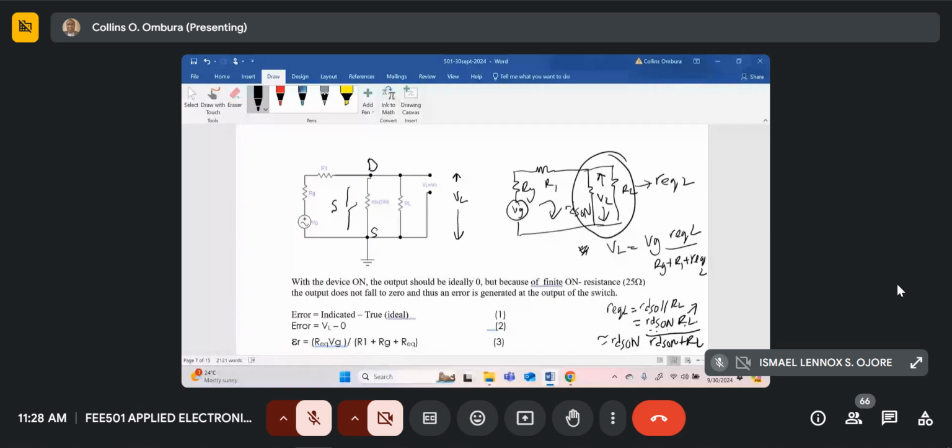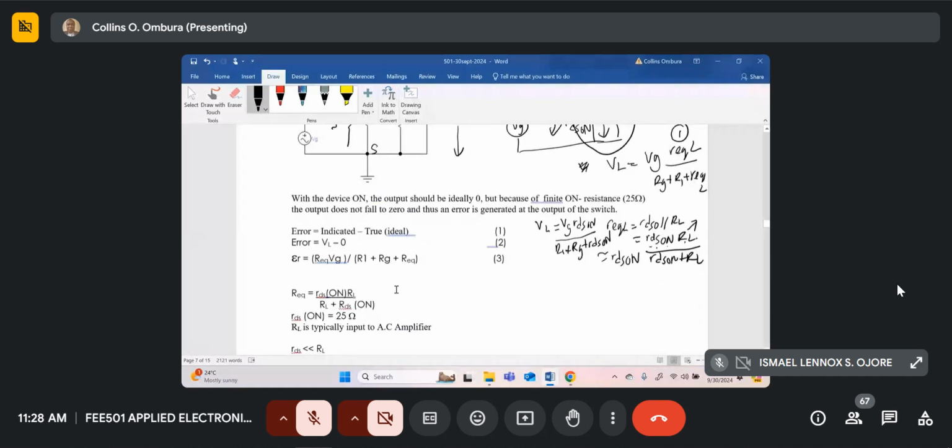So from this equation over here, let's call that equation 1, the VL will simply be VG into RDS on over R1 plus RG plus RDS on. So that's the theory. I've typed it over here, because when you write it out it takes a long time. The principle is the same. So the error is just R equivalent into VG, divided by R1 plus RG plus R equivalent. That is this equation over here.